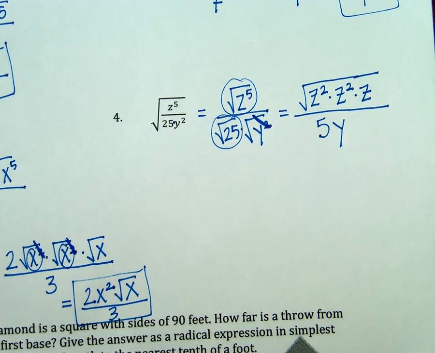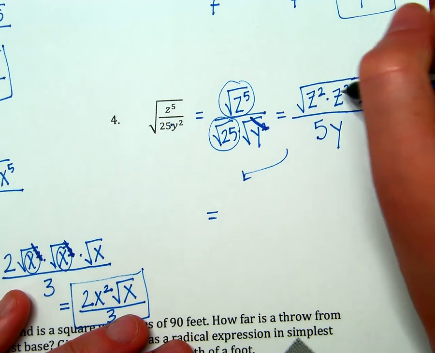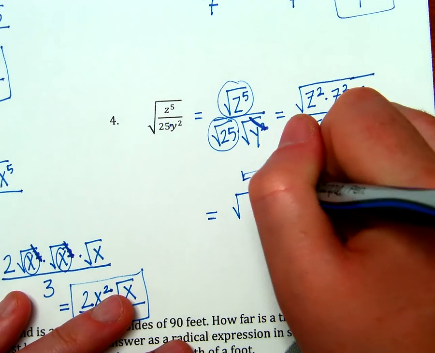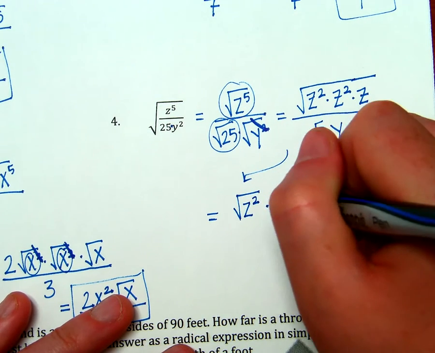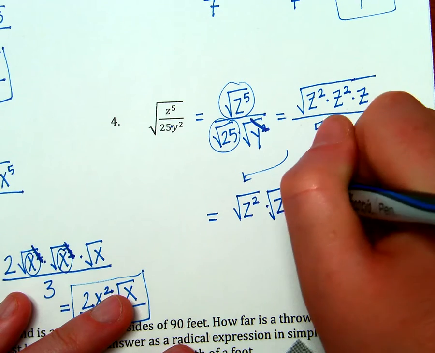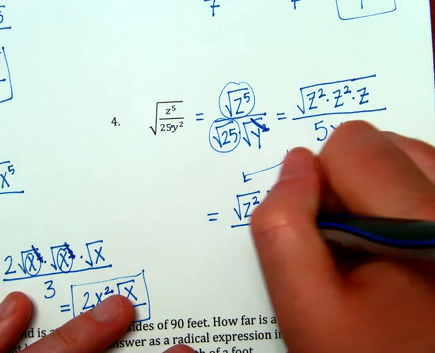Let's see, from there, I'm going to come over here. I'm going to split a square root around each of those individually now. That's our product property of radicals. So square root of z squared, another one of those square root of z squared, and a square root of z. Over top of the bottom, I have 5y.